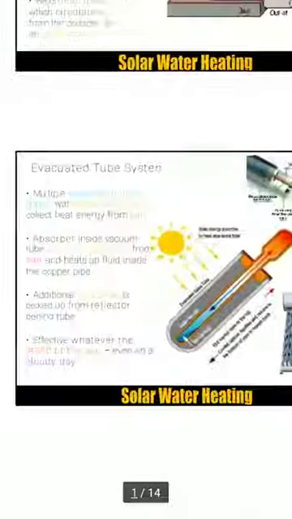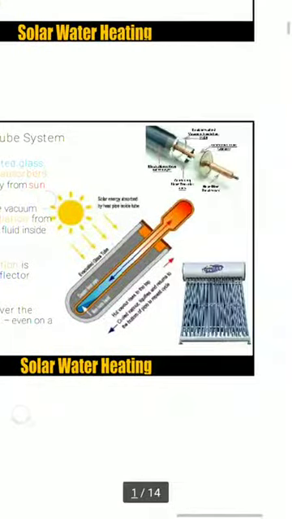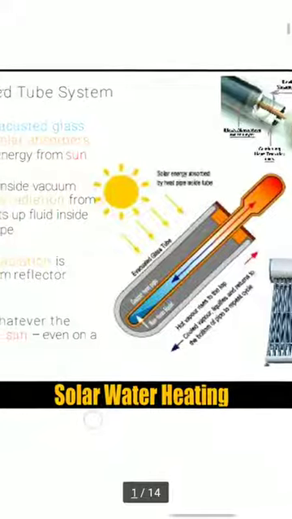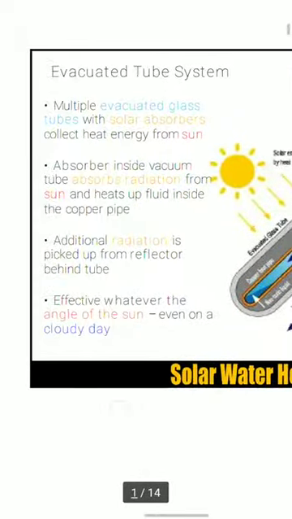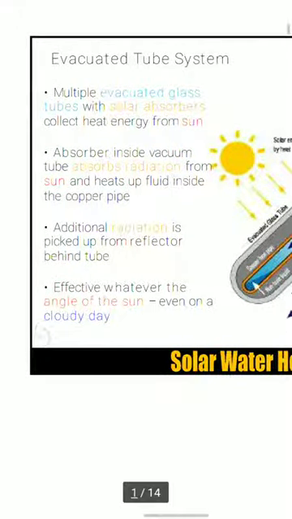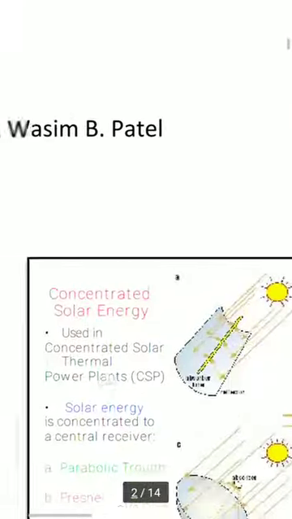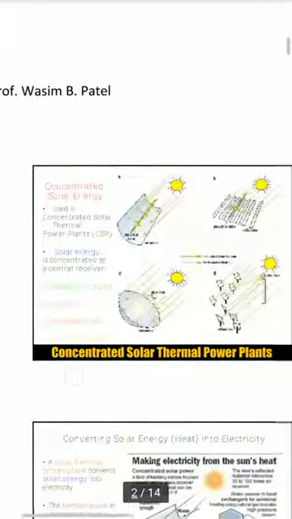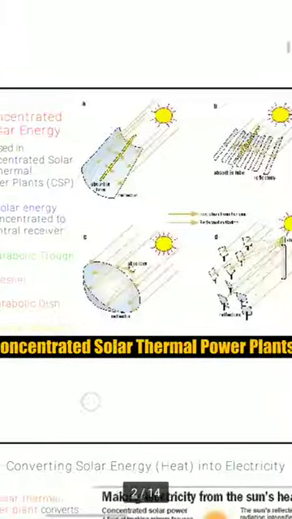The other type is the evacuated tube system in solar water heating. This is a figure given here. The evacuated tube works simply due to the siphon flow, with the tube at an angle. The absorber inside the vacuum tube absorbs radiation from the sun and heats up the fluid. The remaining one is concentrated solar energy, that is, thermal power plants.